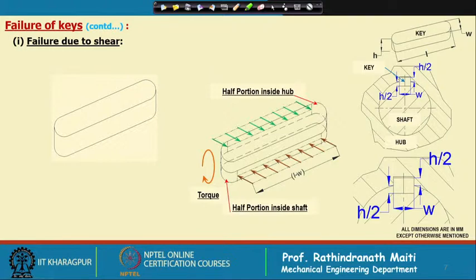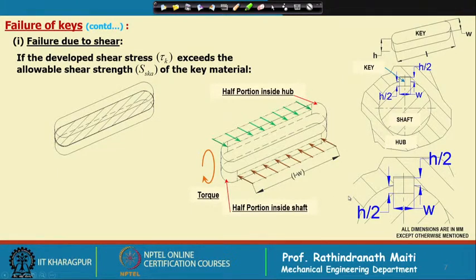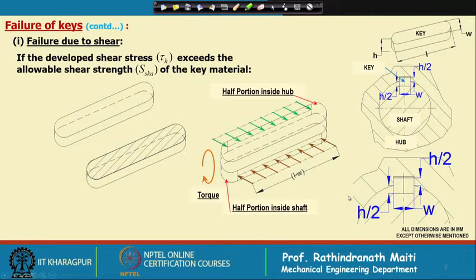Now, if we look into the failure of the key, then it might fail due to shear. If the developed shear stress exceeds the allowable shear strength of the key material, then it will fail, and this failure is like this. You can say that the upper half and lower half will simply shear out, and this is the common failure. This is the expected failure in case there is overload.